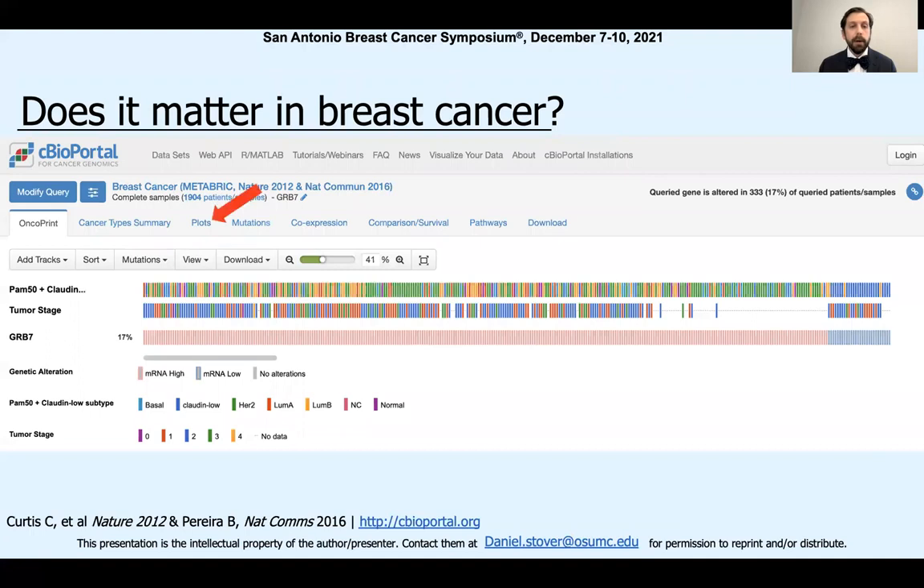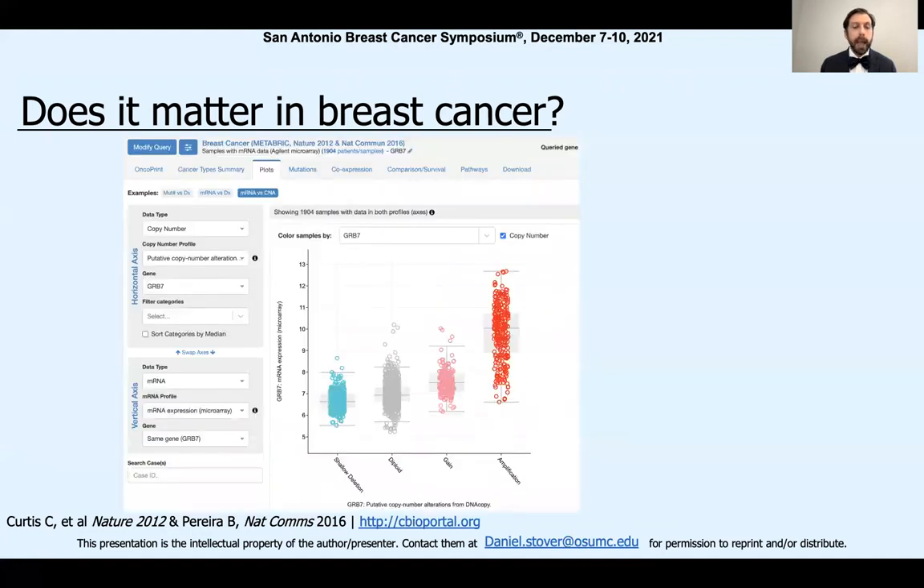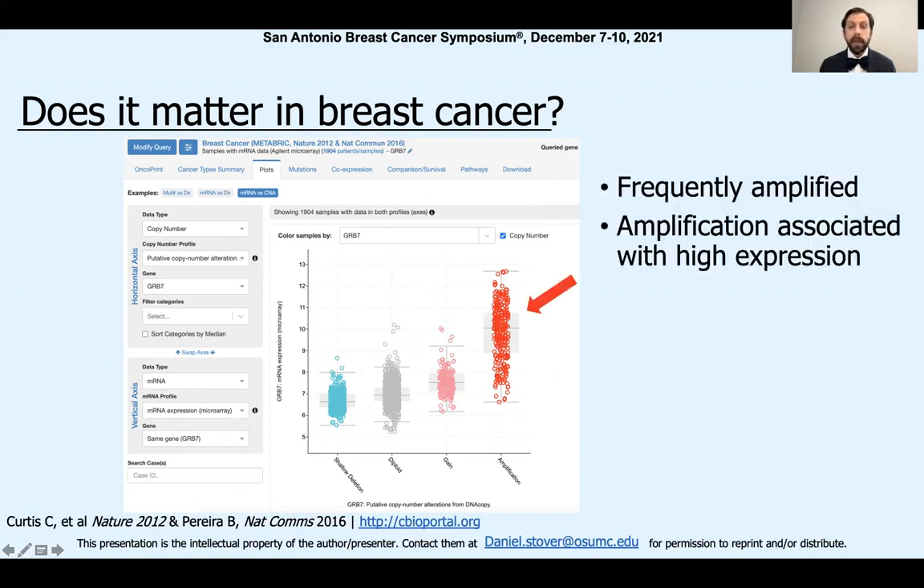If we go back to our query, we can also look to see what other things are associated with GRB7 overexpression. By looking at RNA expression on the y-axis and copy number alteration on the x-axis in the plots function, we can see that the majority of tumors that have overexpression of GRB7 actually have GRB7 amplification. So not only is it frequently overexpressed, it's frequently amplified, and the amplification is associated with high expression. Now, this is looking in one data set.